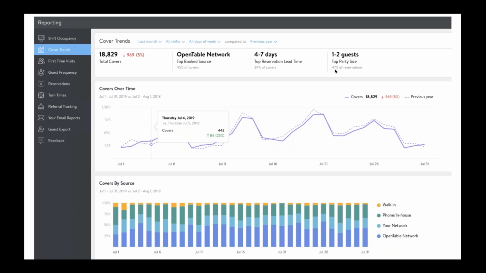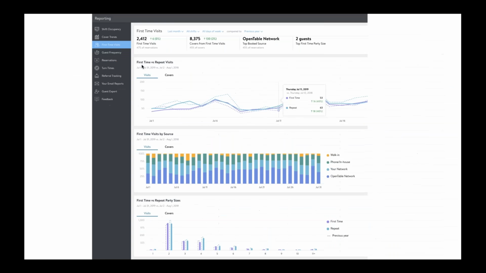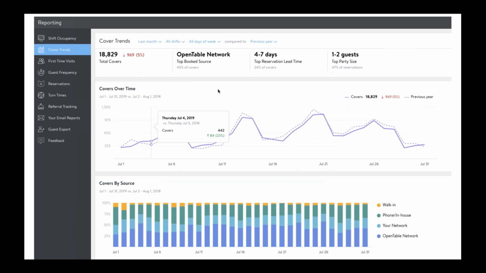And then also the last heading here, 47% of reservations booked parties of 1 to 2 for the last month compared to last year. Okay, so we're actually down quite a little bit, 969 covers. 5% is not too bad of information for reporting. Oops, this kind of keeps switching up for me, so I apologize.